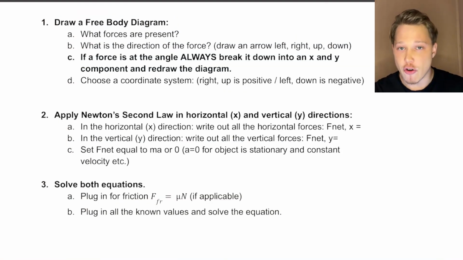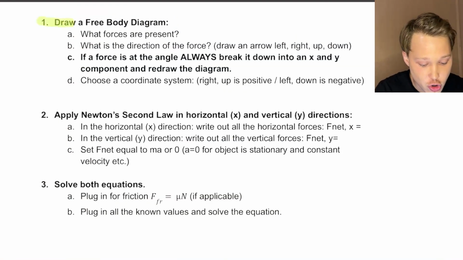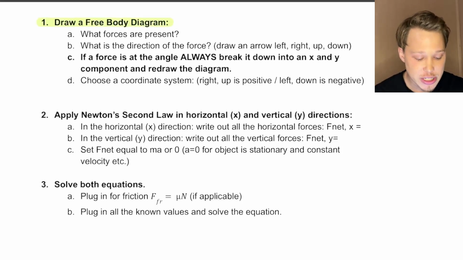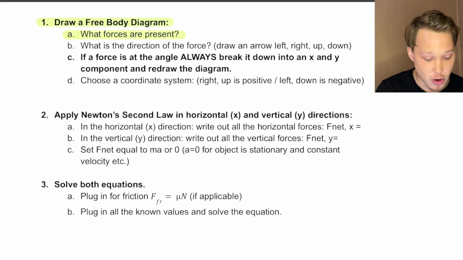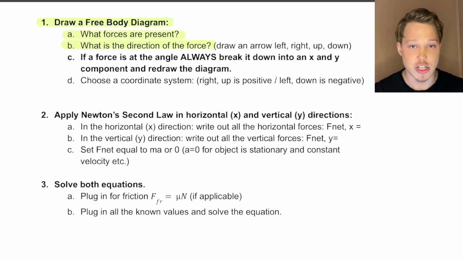So as always, our first step will always be to draw a free body diagram. And when we draw this diagram, we ask ourselves, what forces are present? Gravity, for example, is always present. Is there tension, meaning maybe there is a rope involved? Is there friction in this problem, etc.? What direction are these forces? So gravity, for example, is always down. Tension is pointed along wherever the rope is, etc.